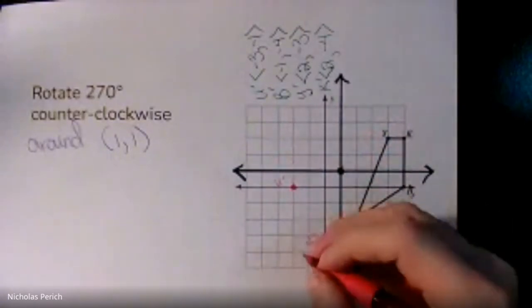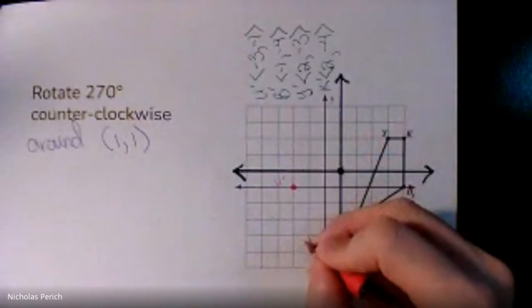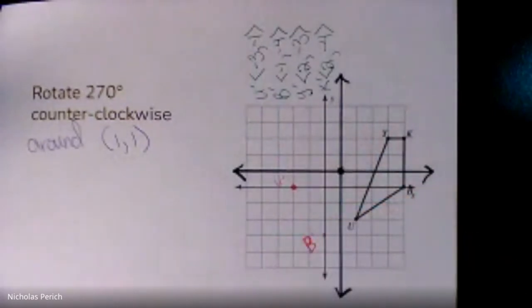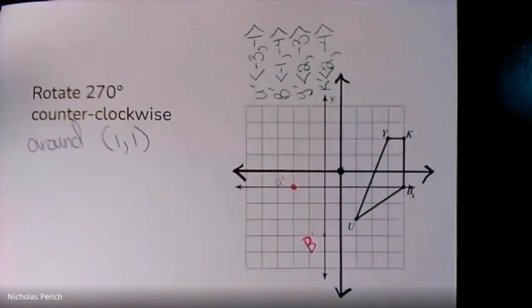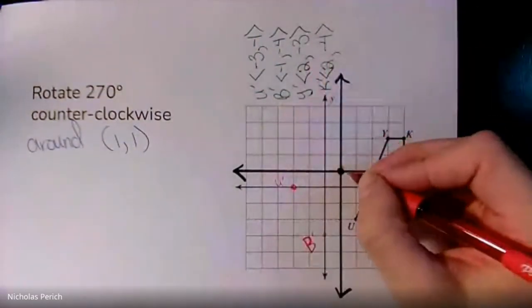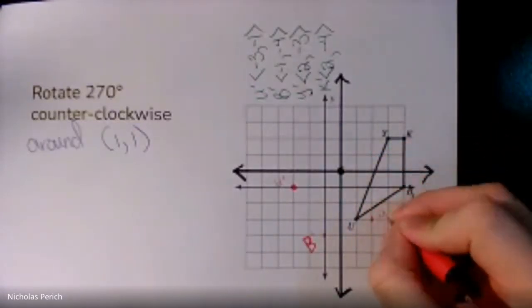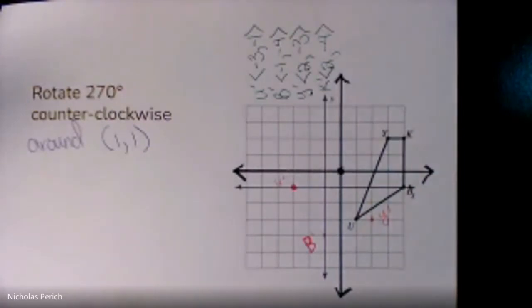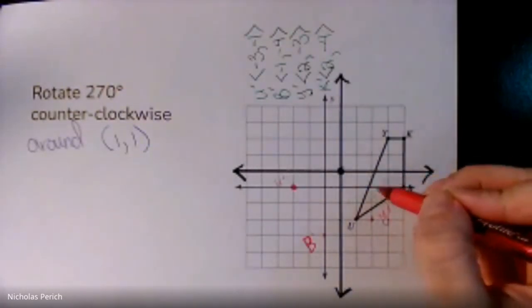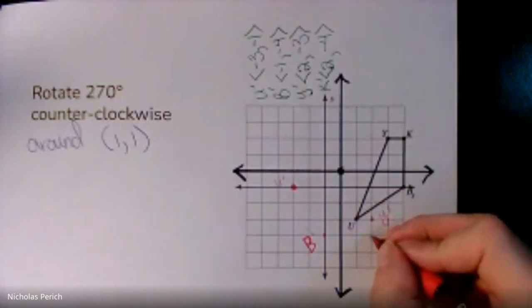B prime. Yes, it is important that your points are in vector format. Otherwise, you're going to get the wrong points. When you rotate it around a point, you have to put it in vector format. Good question. If it's not, then you're going to end up with the wrong points. Y prime is 2, -3. Right 1, 2, down 1, 2, 3. And that was Y prime. And K prime was right 1, 2, down 1, 2, 3, 4. That's K prime.